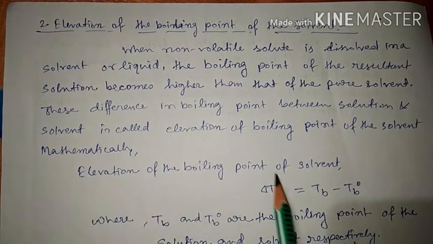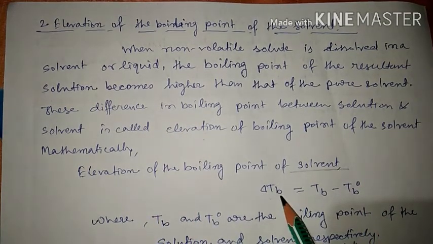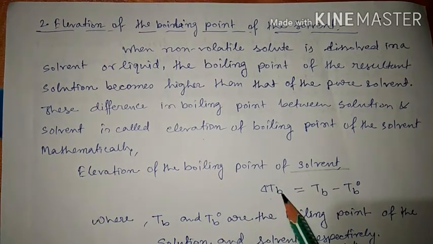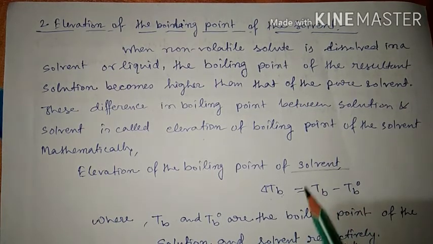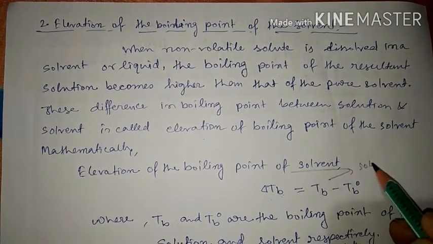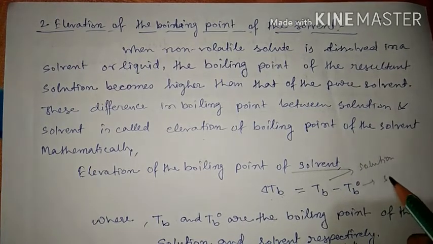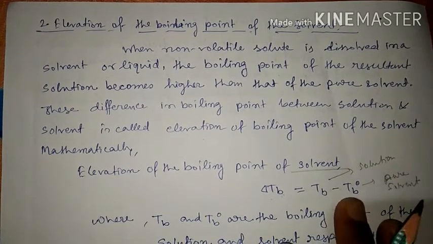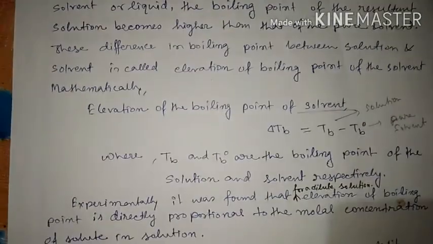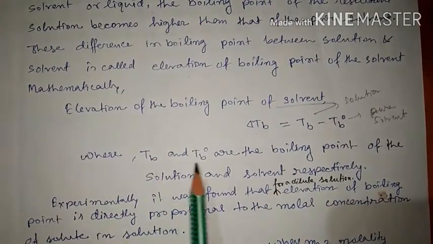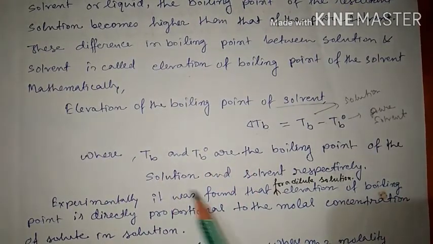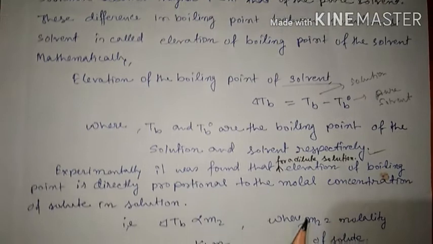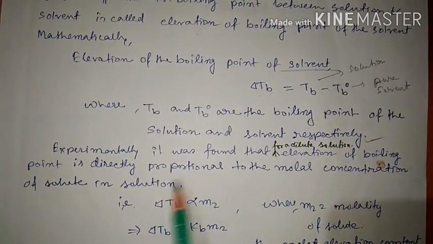Now see, elevation of boiling point is ΔTb. T means temperature, b means boiling. ΔTb = Tb − Tb⁰. This one is for the solution, and this one is for the pure solvent. Where Tb and Tb⁰ are the boiling points of the solution and solvent respectively. Experimentally, this is based on experiment, here is the derivation.